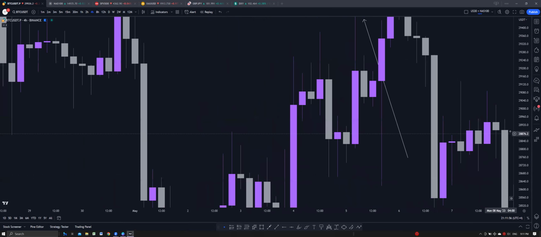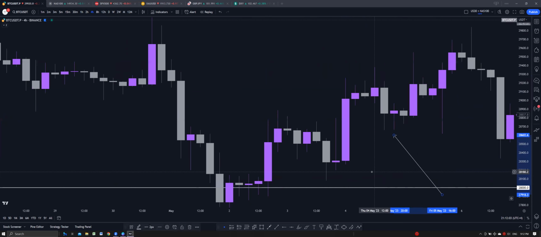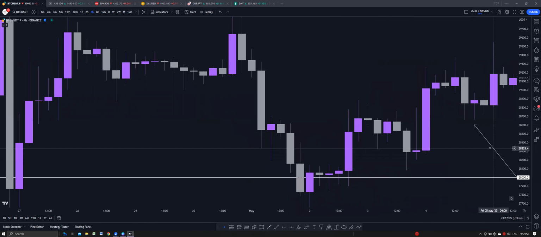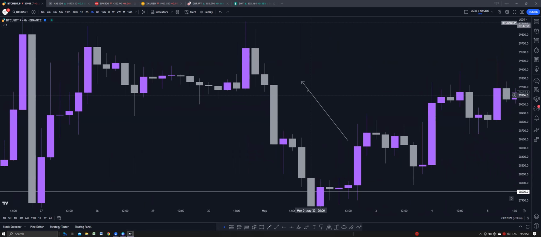So let's look at a few more examples. All right, so let's look at this bearish candle here, this one.